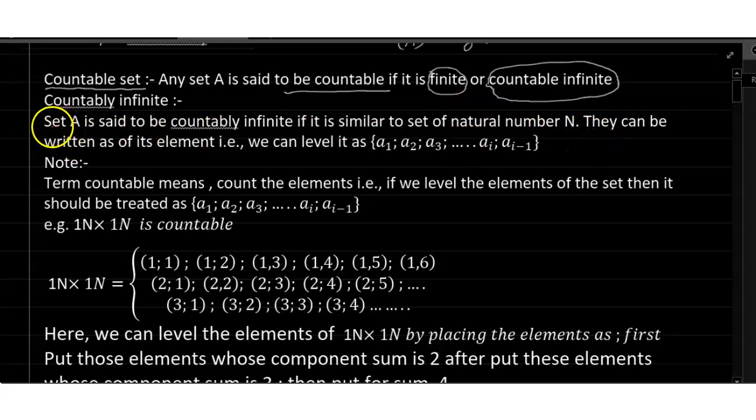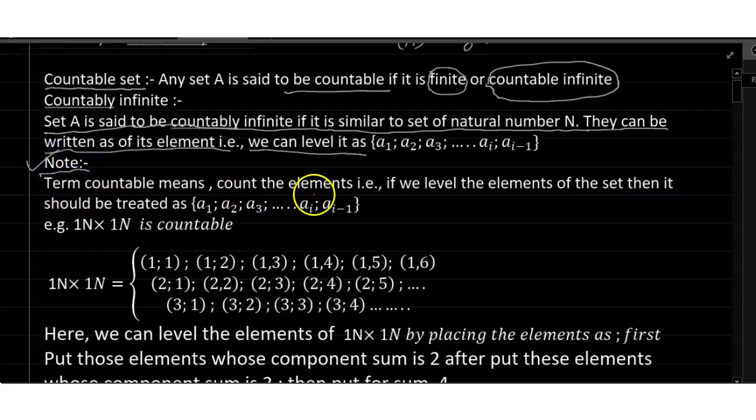So countably infinite, what is the meaning of countably infinite? Set A is said to be countably infinite if it is similar to N, so its elements can be labelled as a1, a2, a3, ..., ai, ... Note, the term countable means count the elements, that is, if we label the elements of the set, then it should be treated as a1, a2, a3, ..., ai.